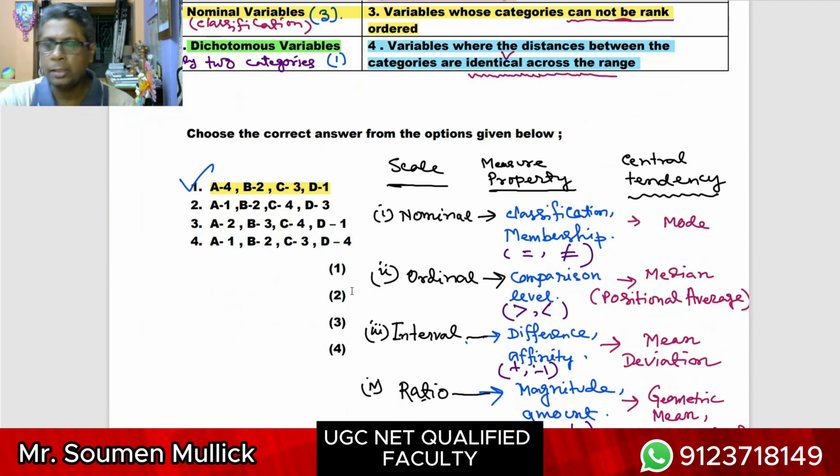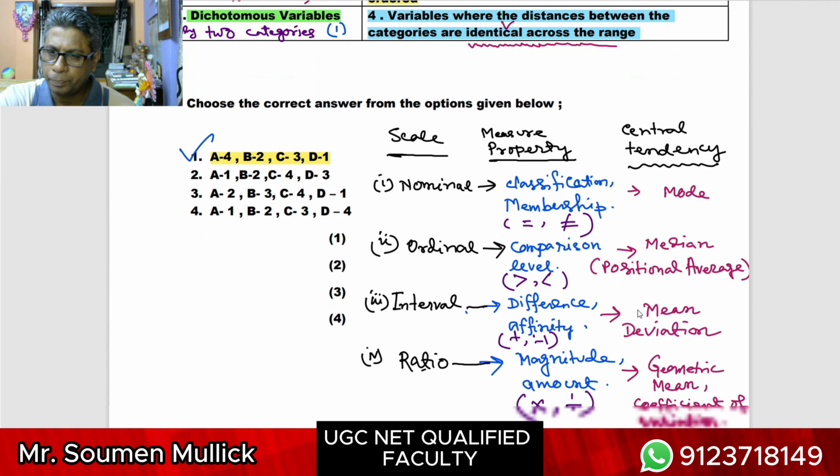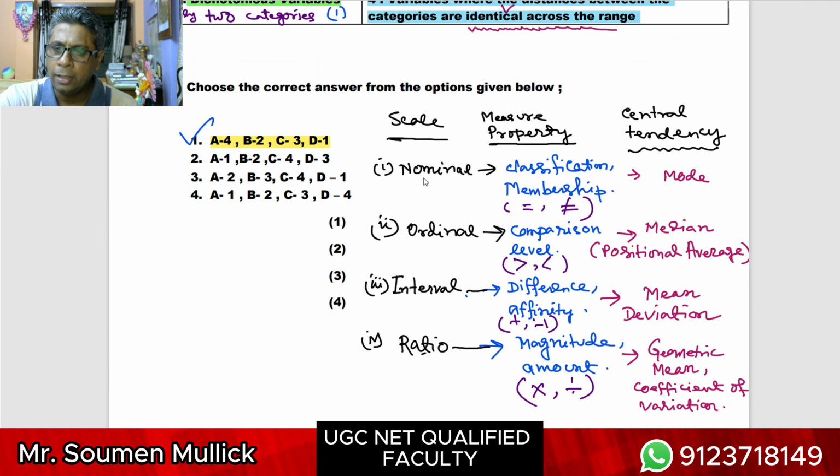And simultaneously, how can we remember this topic? That's why I make a chart. In the case of scale, nominal: measure property is classification and membership, mathematical expression is equal or not equal, central tendency used is mode. In the case of ordinal, it is a comparison level, mathematical expression greater than and less than. Central tendency is the median, the positional average.